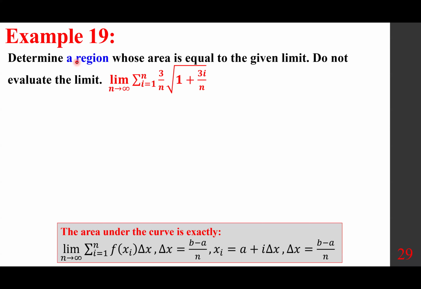Determine a region whose area is equal to this limit. Do not evaluate the limit. The limit as n goes to infinity of the summation i from 1 to n of 3 over n square root of 1 plus 3i over n.